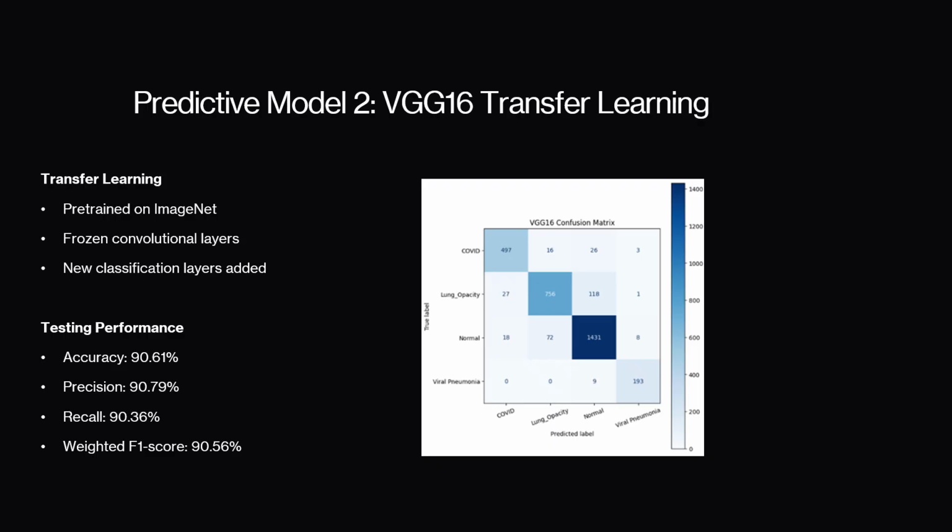The VGG16 model achieved an overall testing accuracy of 90.61%. This demonstrates great predictive performance across all 4 disease categories. Although it's slightly lower than the custom CNN, VGG16 still demonstrates strong generalization, which confirms that transfer learning is an effective approach for medical image classification.